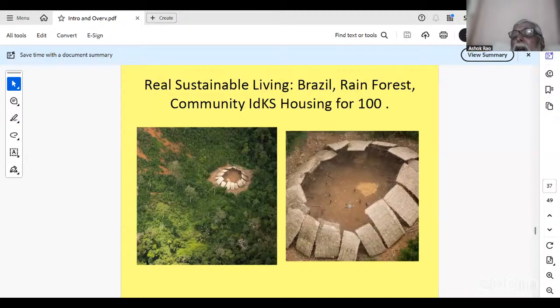Everything is open. When the population increases, they move out. Another 30, 40 will move away about 2 miles from this place, clear a small part of the forest, make housing like this and live. Completely sustainable.